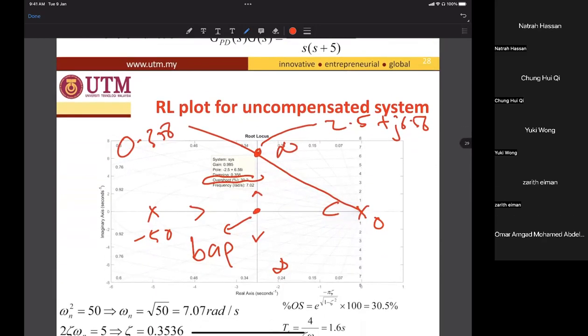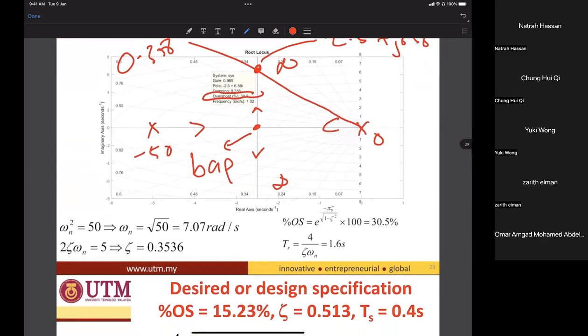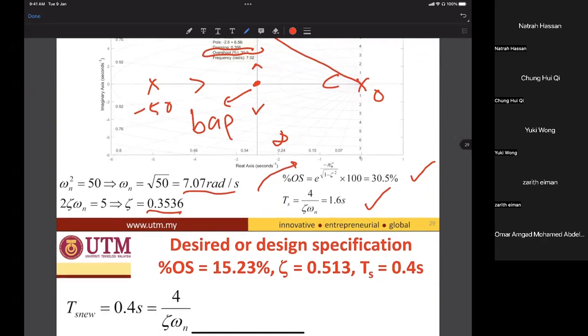And the settling time you have to calculate. So 7.07 and the zeta is 0.356. By calculations, OS is found by using a formula. You use the value of zeta to get 30.5, and the settling time is 1.6 seconds, which is 4 divided by zeta omega n. It is by calculations where the root locus is given.